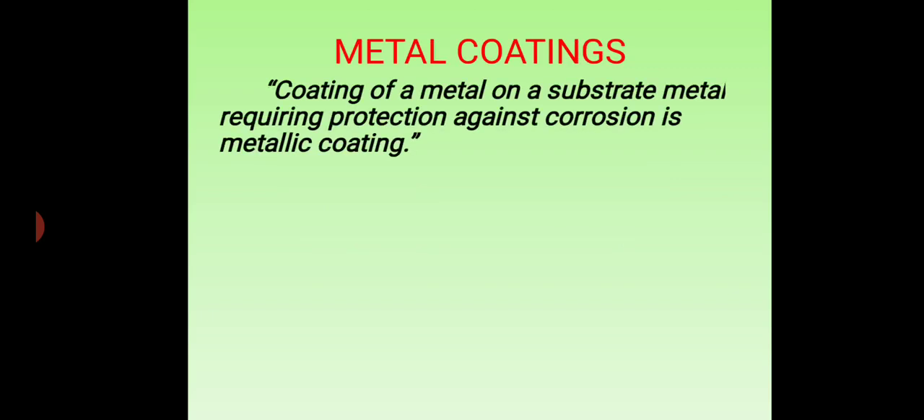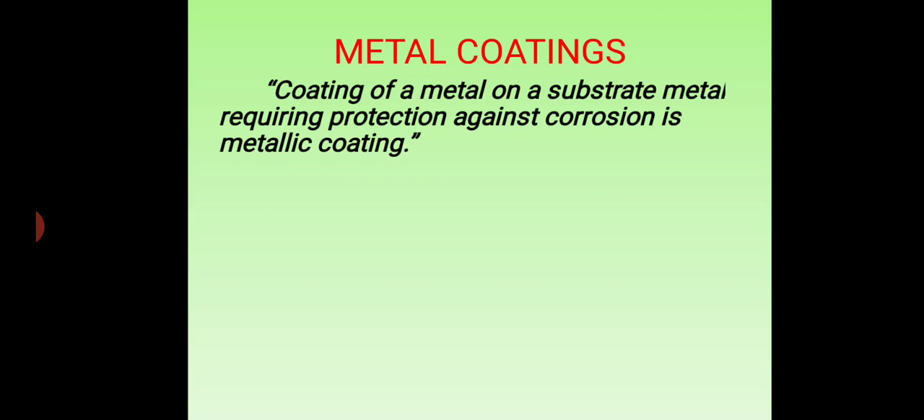So now before actually going further with galvanization, let us just understand what is this metal coating in general. So metal coatings, what is this? Coating of a metal on a substrate metal requiring protection against corrosion is metallic coating. Name itself indicates metal is coated on the substrate metal. Now here, to coat one metal on another metal, there might be various techniques. We can directly dip the article into molten metal. That's the method, galvanization method, we'll learn today.